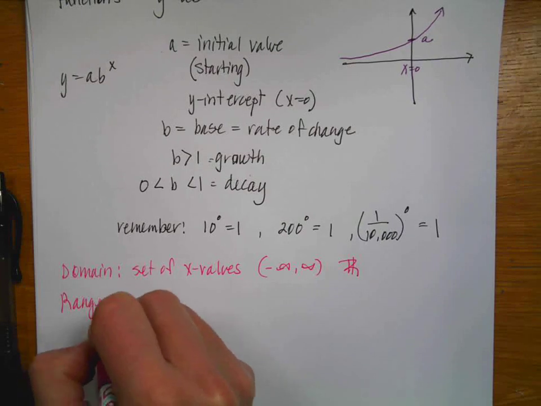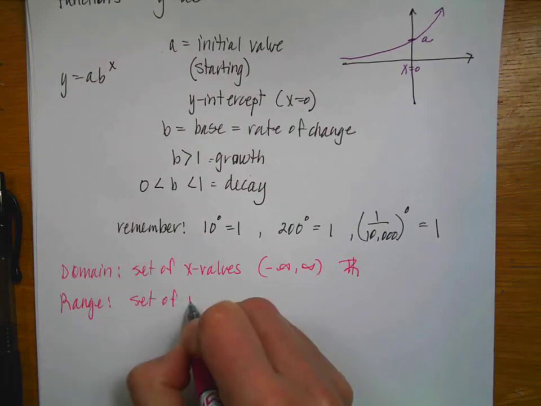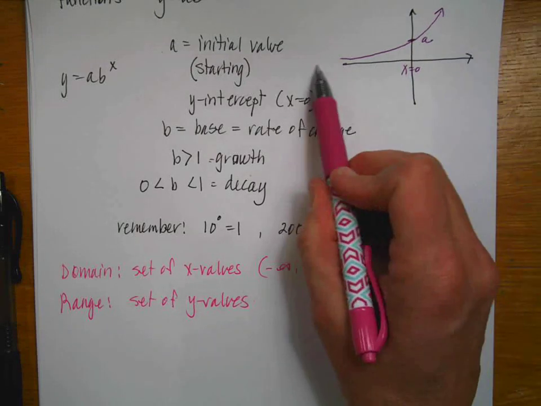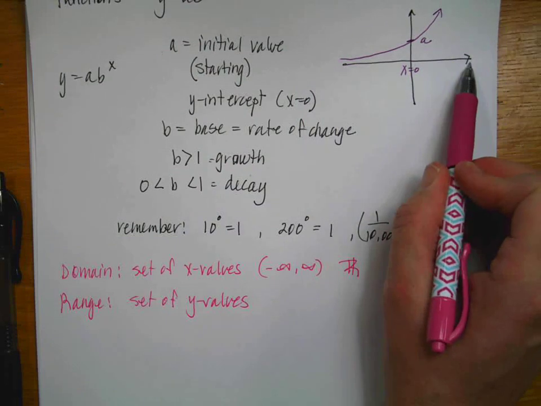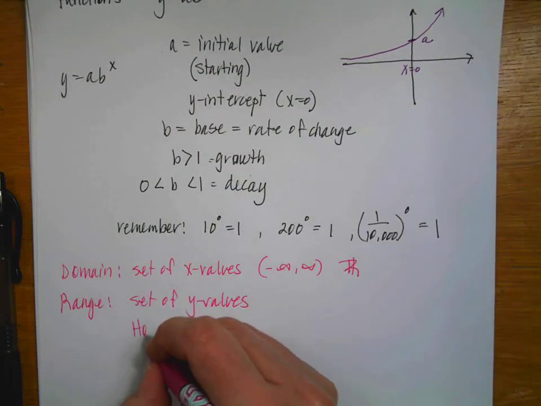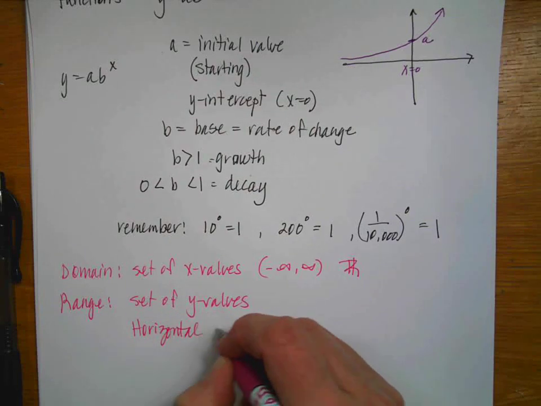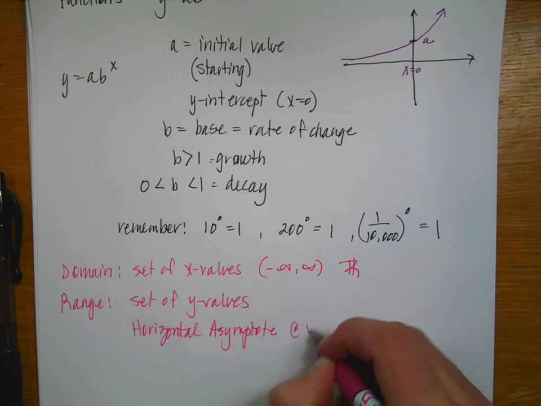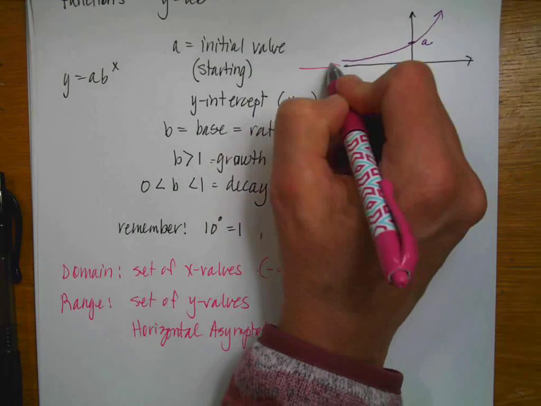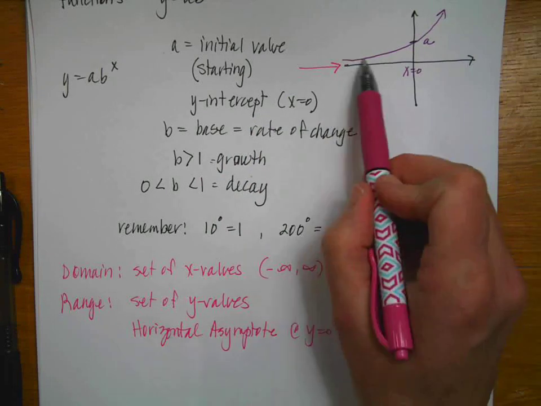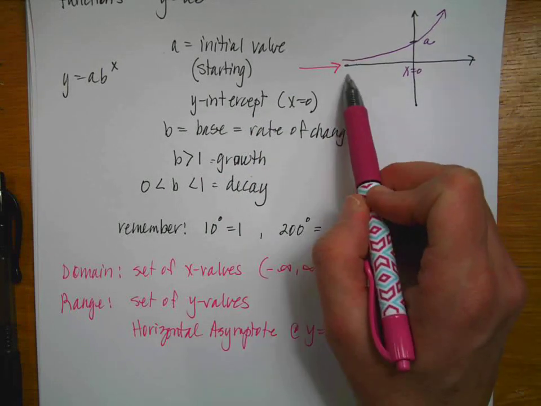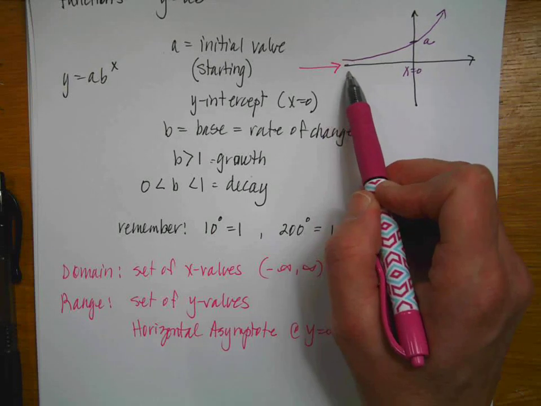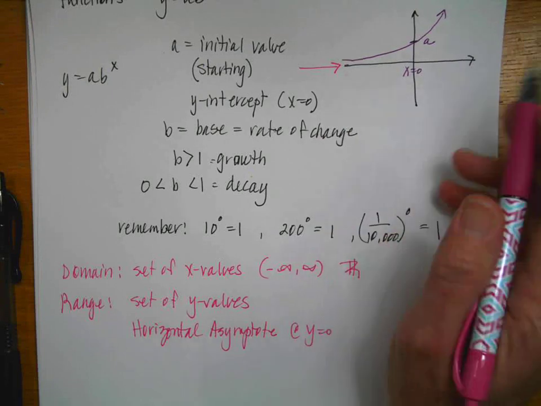The range, if you'll remember, is the set of y values. And in this case, the y values are never going to go below 0. So we're going to say that this particular function has a horizontal asymptote at y is equal to 0, which is this line right here, which means that this is never going to go below 0 because you can't have 0 creatures or 0 money. We hope you don't have 0 money, right? We don't want to have negative.